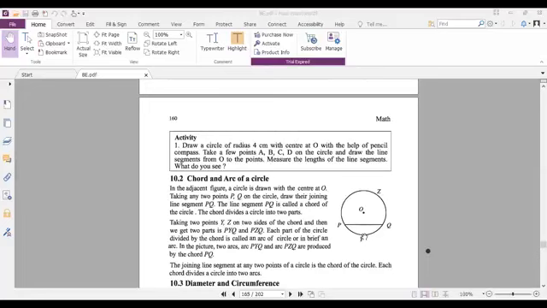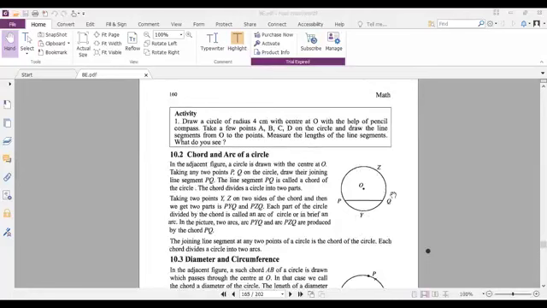Chord and arc of a circle. Here we get 2 points on this circumference, P and Q. Now adding P and Q, we get a line segment PQ. And this PQ is known as a chord of this circle, which divides this circle into 2 parts. These 2 parts are called arcs of this circle.